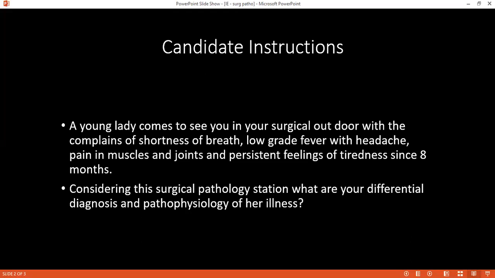My differential diagnosis, considering the scenario: shortness of breath, low-grade fever, headache, muscular pain, joint pain, persistent feeling of tiredness. What could it be, involving muscles and joints? Endocarditis, rheumatic fever, rheumatic heart disease.